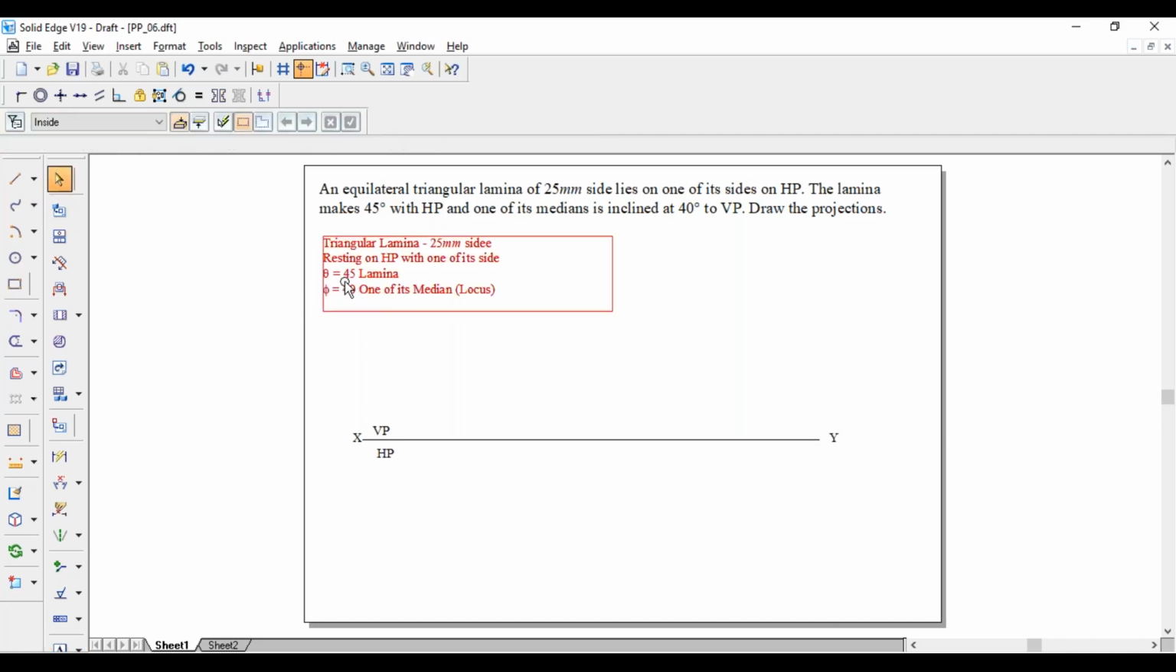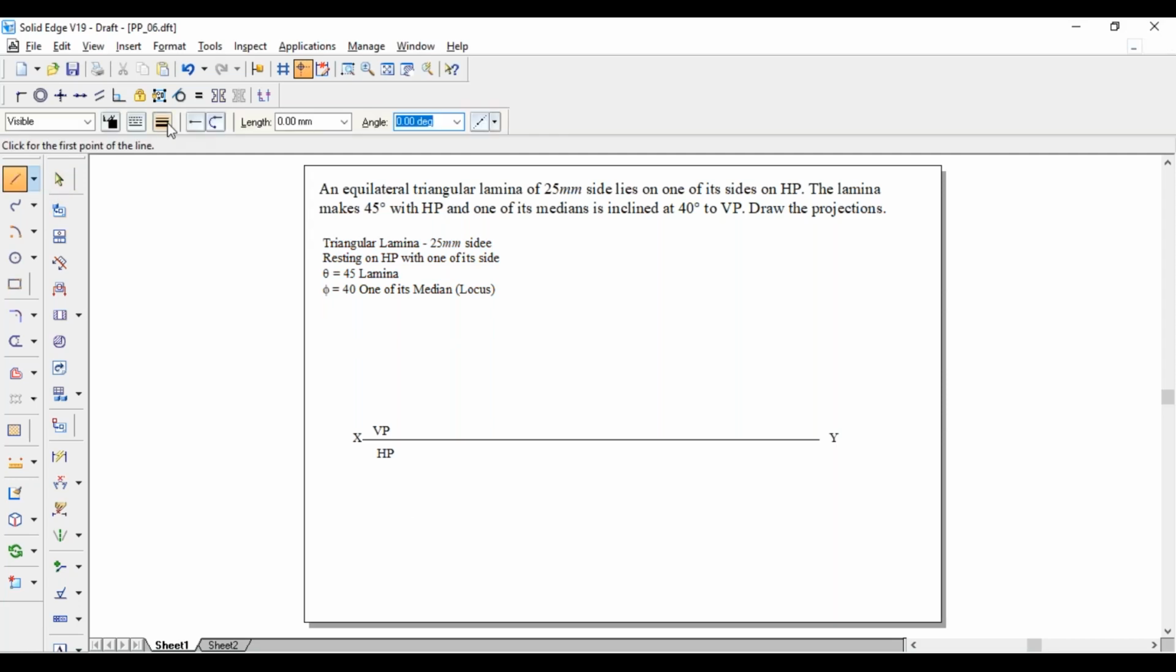The next thing is, as the lamina is resting on HP with one of its sides, it has to be parallel to HP and the side has to come towards the left side. So the length is 25 mm. Draw a triangle of 25 mm. The side has to be towards the left side. Draw a line of 25 mm.